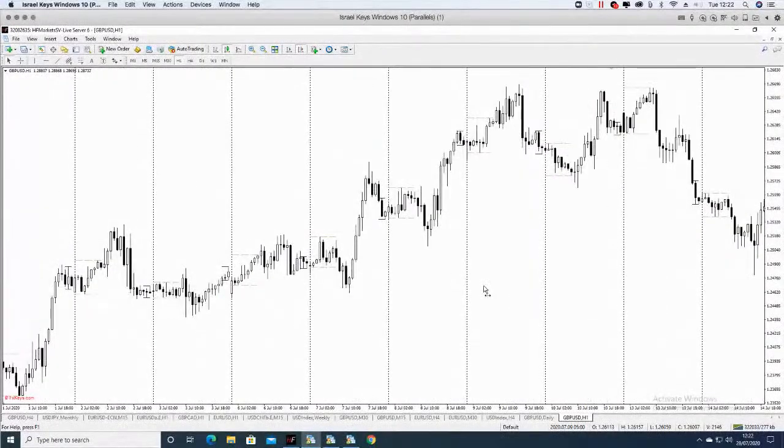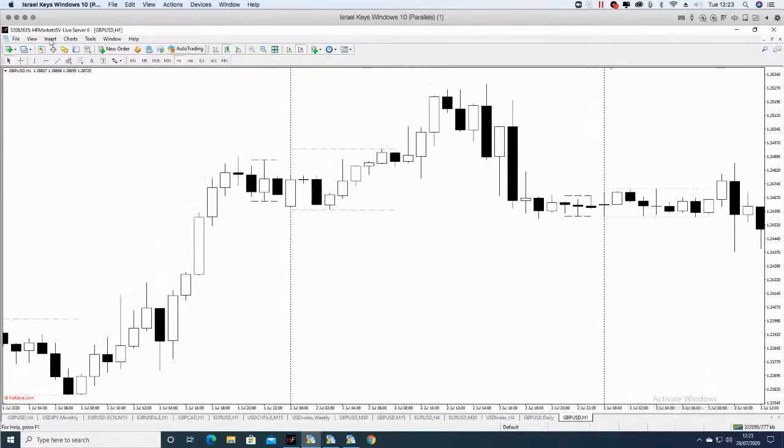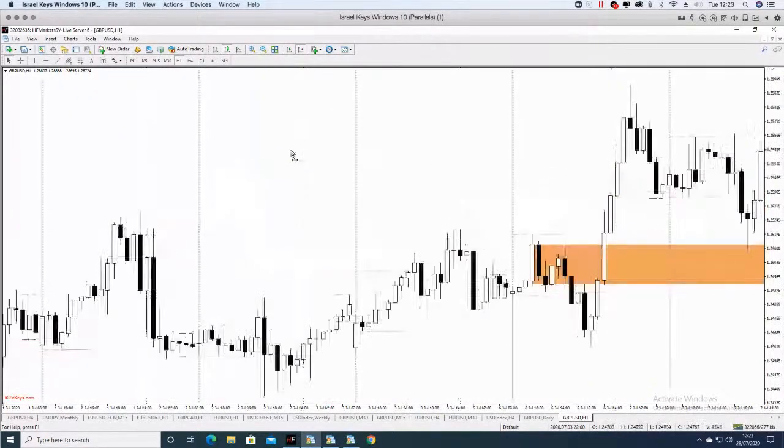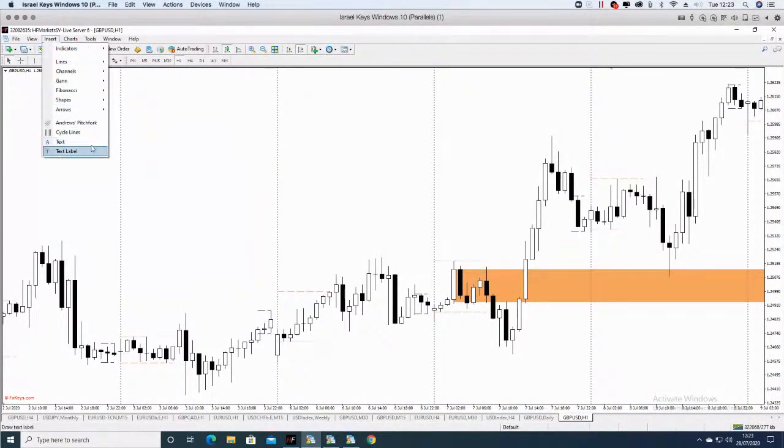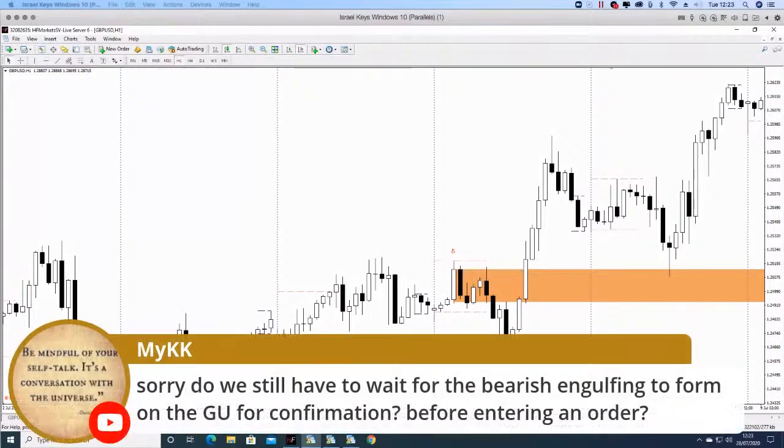Well, first of all, let me just show you a simple one manipulation system, because that's a double one. Look at this right here. See that candle right there? This one. This one here. Bearish engulfing to form, I would say so, yes. You don't have to. I would. Just me. I would wait.